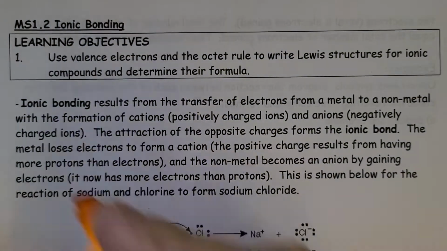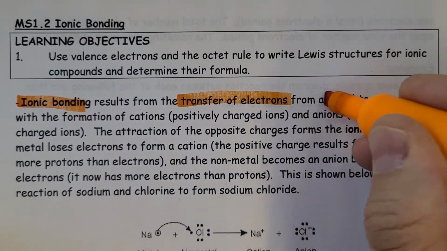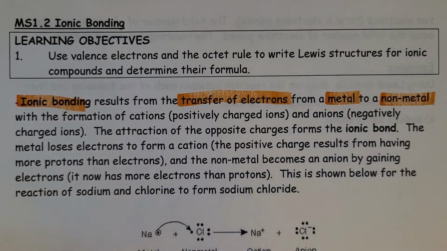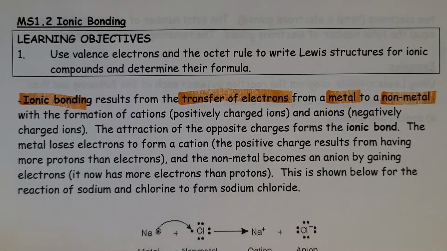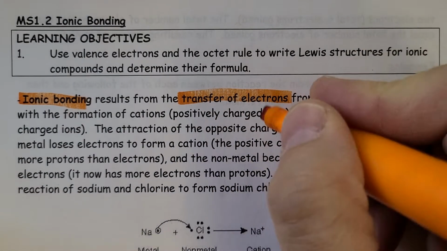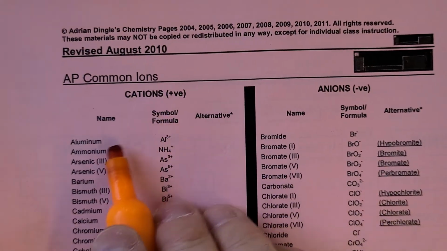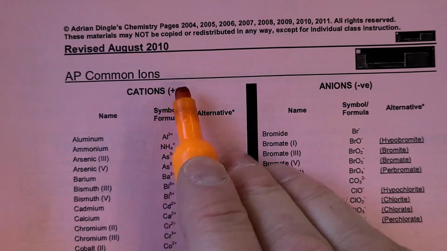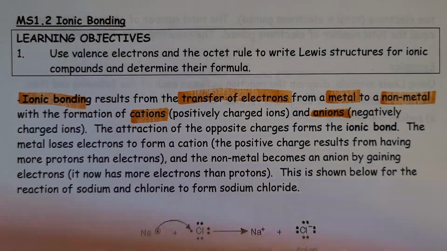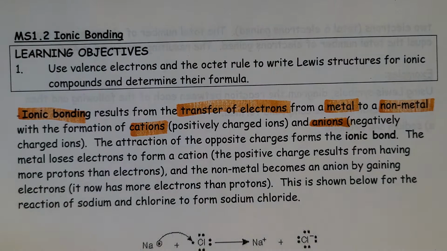So if we look at ionic bonding, first of all, ionic bonding results from the transfer of electrons from a metal to a nonmetal. So again, metals tend to lose electrons, nonmetals tend to gain electrons. And of course, these have to be in equal amounts. So we have the formation of positively charged ions, which we call cations. Those are what happen to metals. Metals tend to lose, therefore they become positive. And anions, which are negatively charged ions. That's what nonmetals tend to do: gain electrons to become stable.